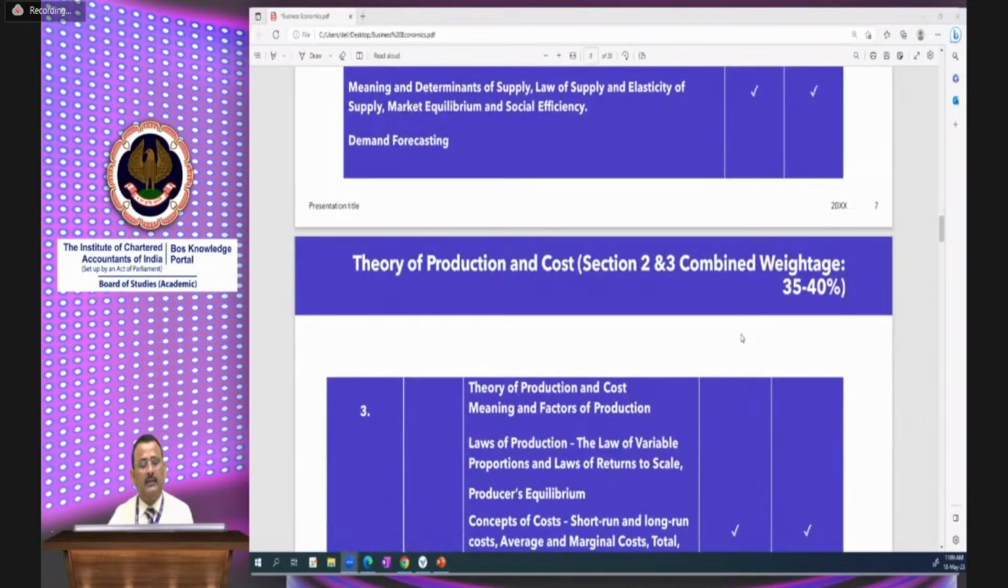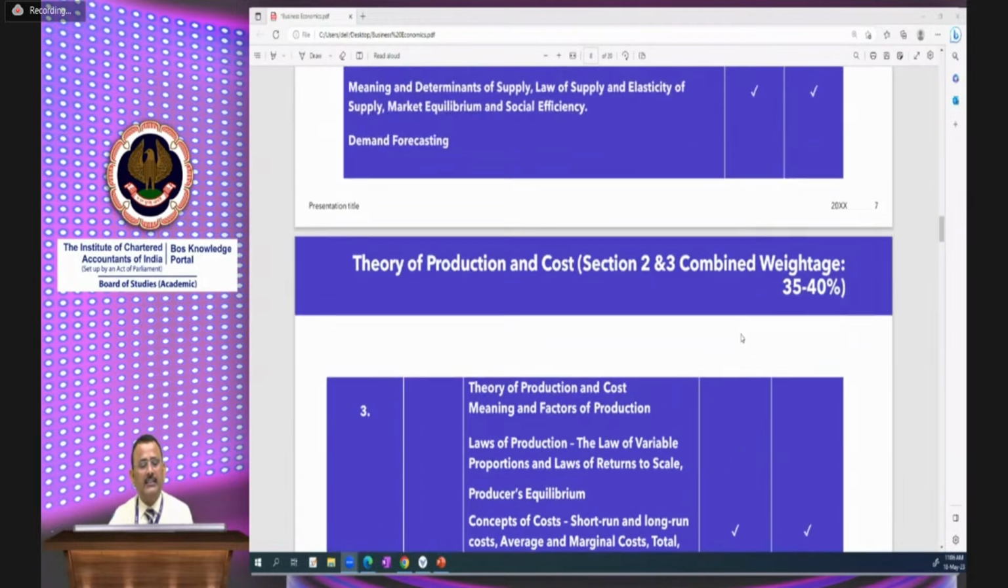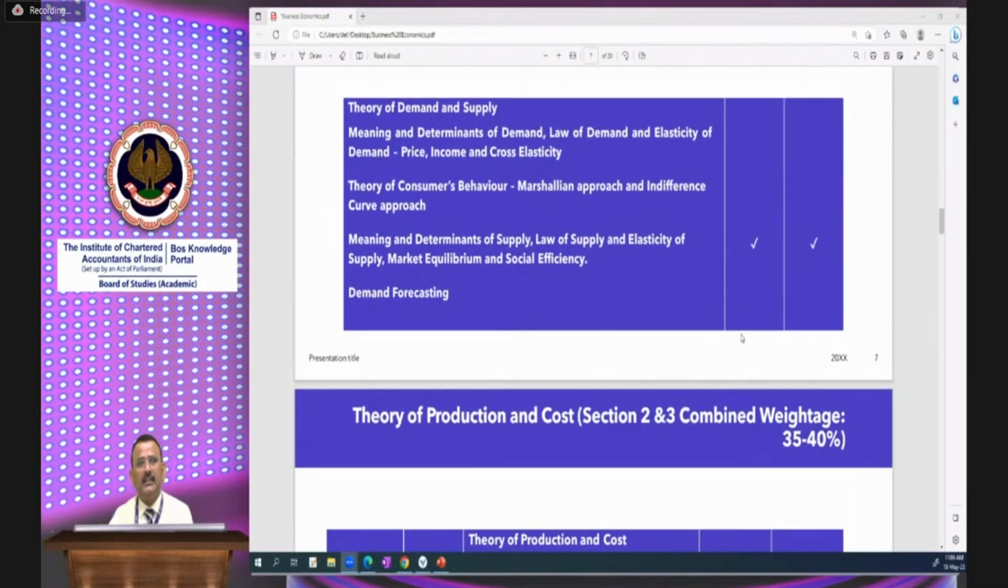Then the third unit is the theory of production and cost. It consists of meaning and factors of production, law of production, law of variable proportion, law of return to scale, producer equilibrium, concept of cost, short-run cost, long-run cost, average cost, marginal cost, total fixed cost, variable cost. Sections 2 and 3 combined weightage is 35 to 40%. So this is an important section, and you should concentrate on working on these units.